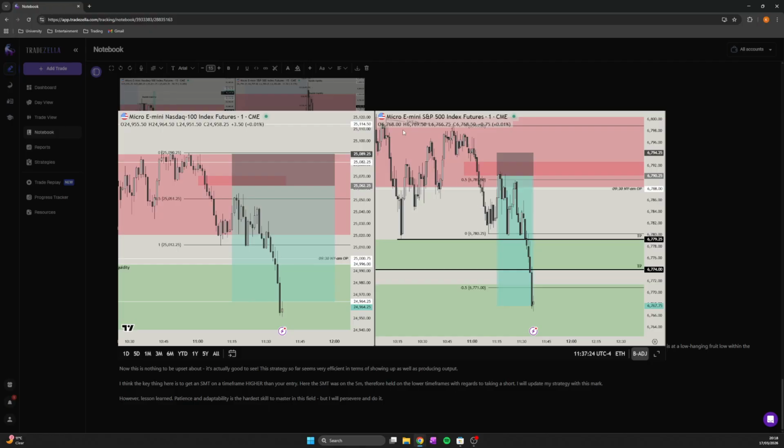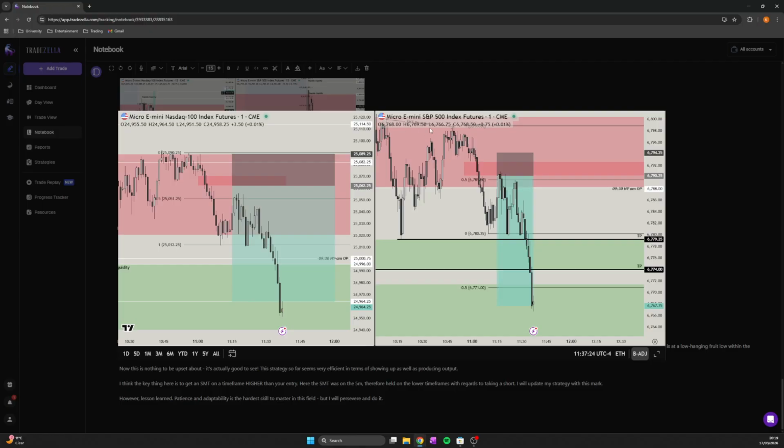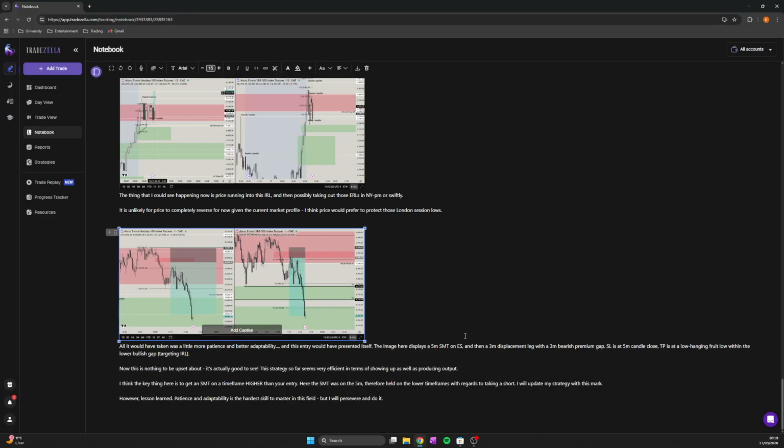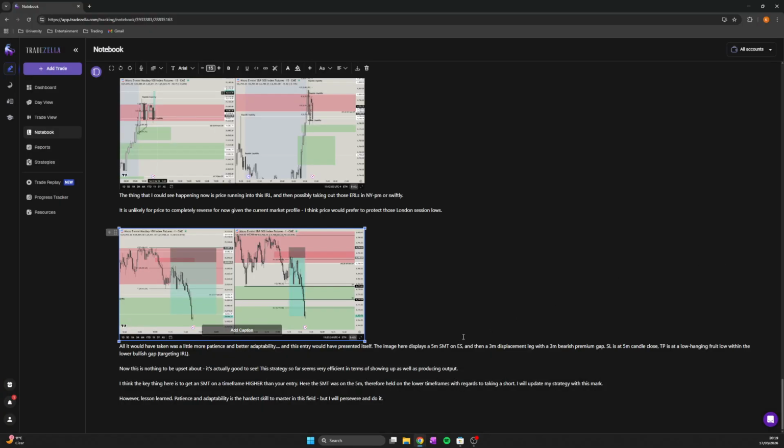So here we had, I think it was a 5 minute. Let me actually see if I explain it. All it would have taken was a little bit more patience and better adaptability, and this entry would have presented itself. The image here displays a 5-minute SMT on ES. So here we get a 5-minute SMT. Okay, you can see we take it out here, and we fail to do it here. Okay, and then a 3-minute displacement leg, okay, with a swing low being taken out with displacement.